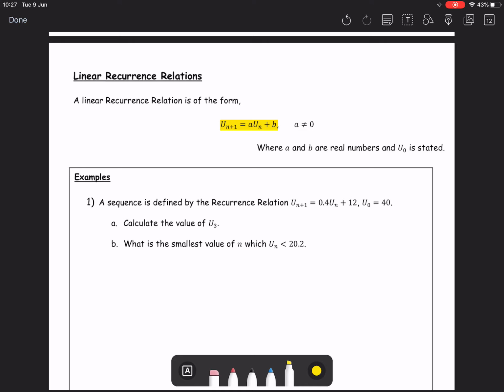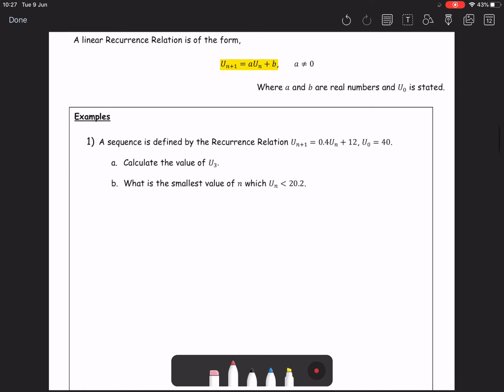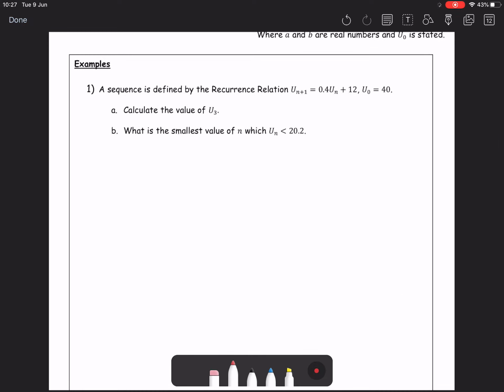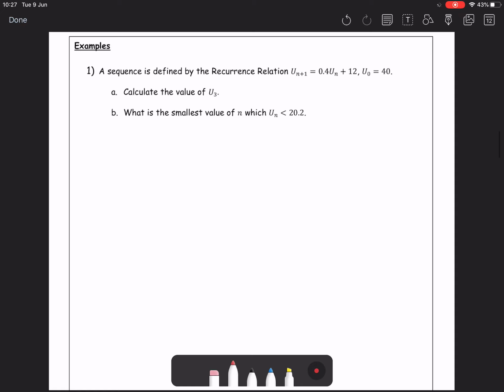So a couple of examples of the type of questions that you can be asked. Number one, a sequence is defined by the recurrence relation: the next term in the sequence is equal to 0.4 times the previous term plus 12. You have a starting value u naught of 40. In part a, you're wanting to work out the value of u3.